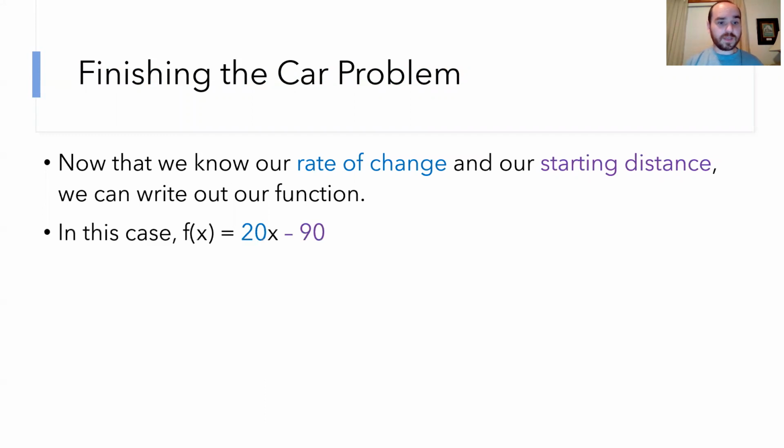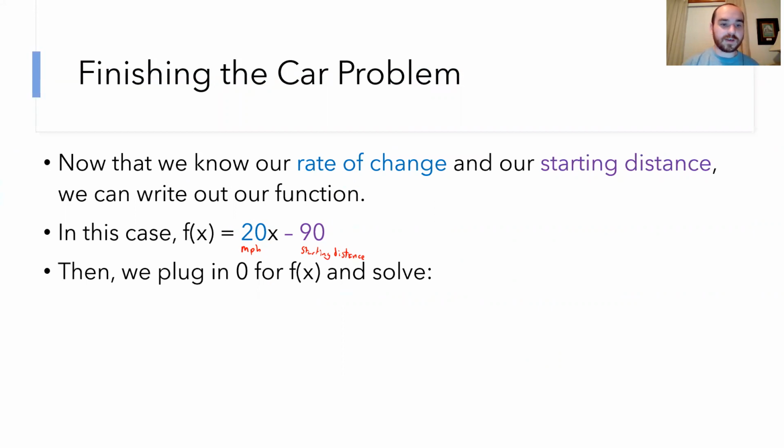To finish this problem out, now that we know our rate of change and our starting distance, we can write out our function. In this case, that function looks like this: f of x equals 20x minus 90. This 20 is our miles per hour, that's our slope, and this 90 is our starting distance. When you look at the problem like this, you see that the y-intercept is important because that's where we start. That's why a b value is valuable in these real life problems. It's kind of like the location if nothing has actually changed. And our 20 miles an hour, our m, is the rate at which change actually occurs.